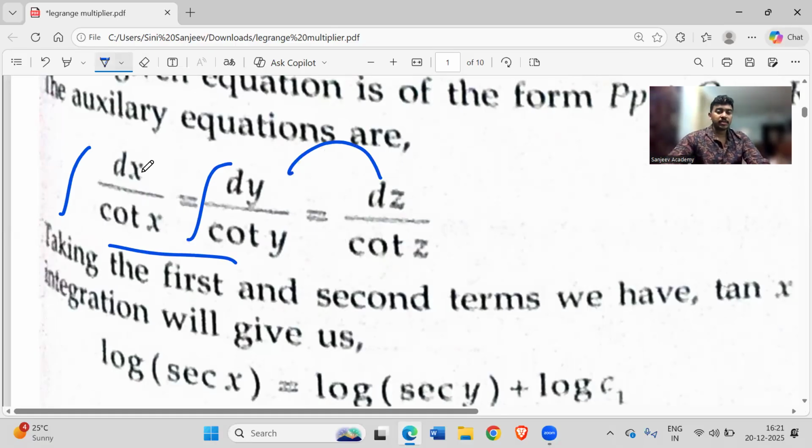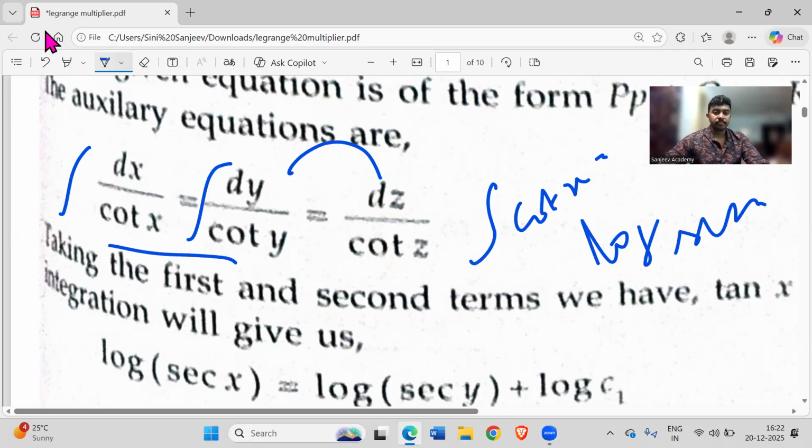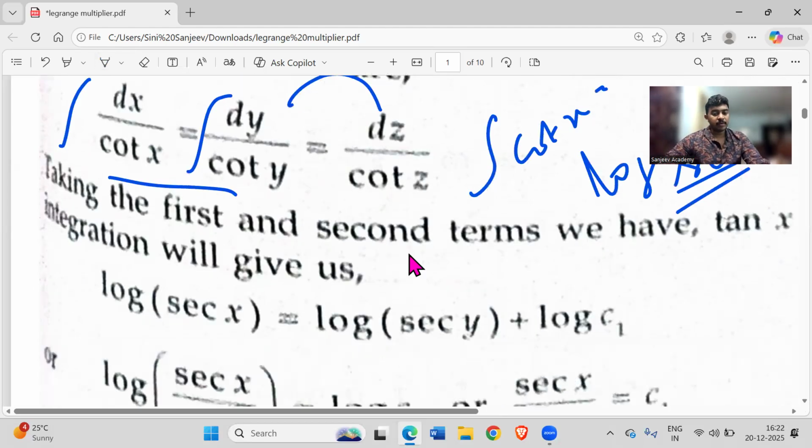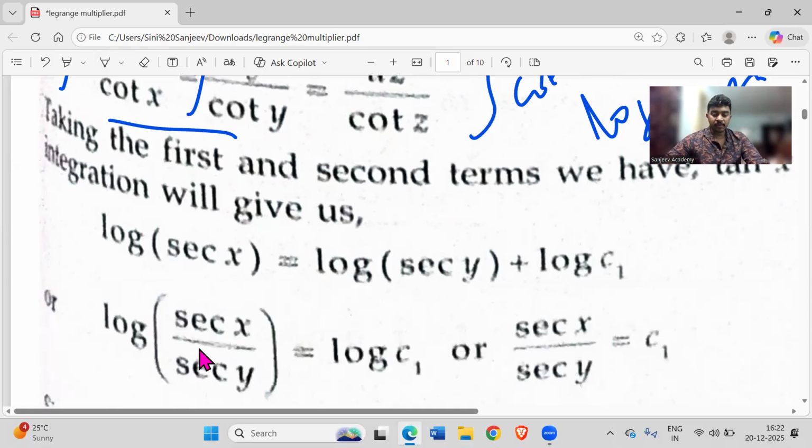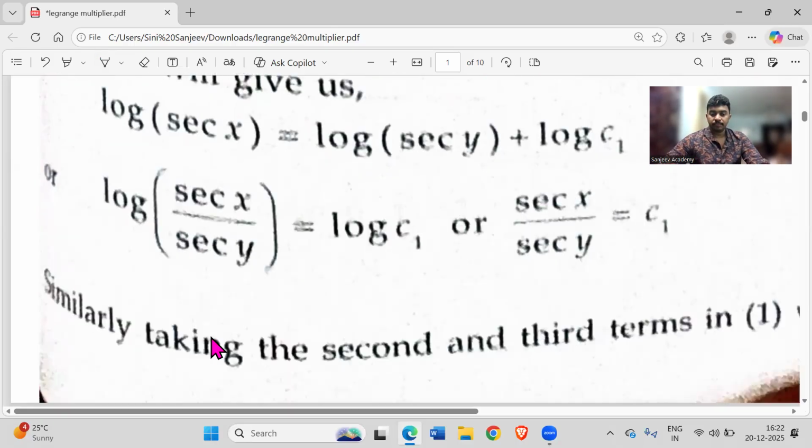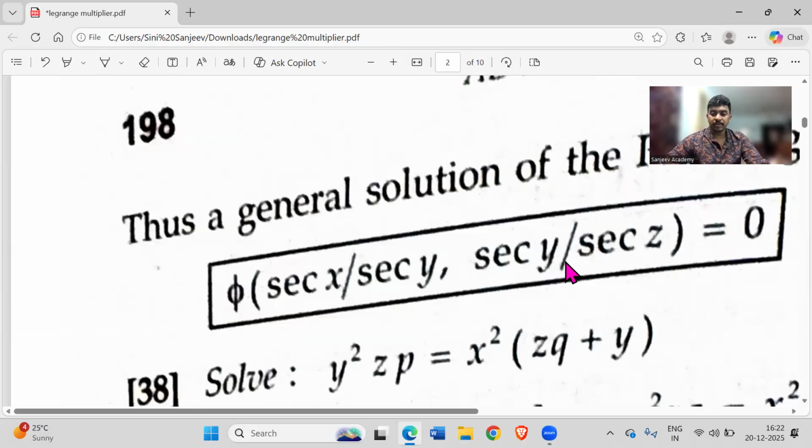The integral of cot x is log sec x. That's a formula. So log sec x minus log sec y is log of sec x by sec y. Clear? So this is one term. So you will put phi of sec x by sec y and sec y by sec z. That's all.